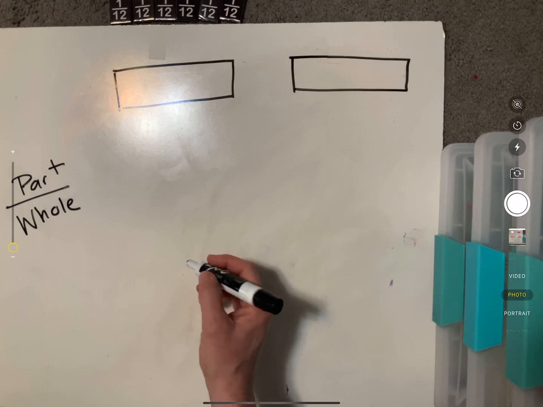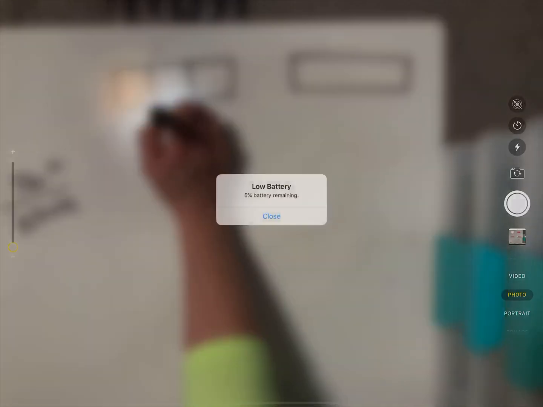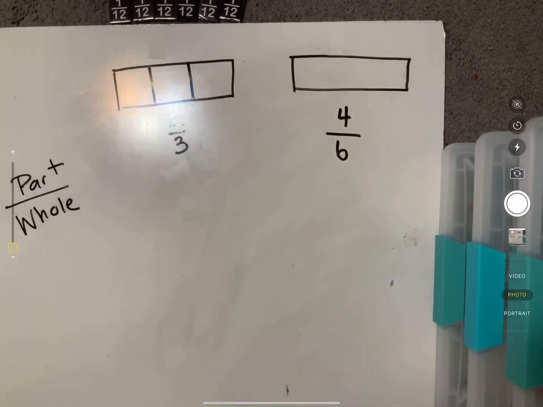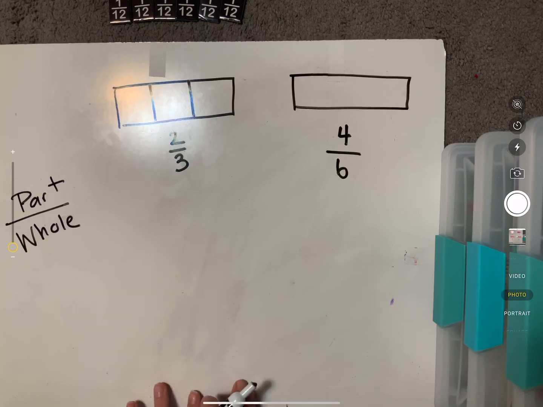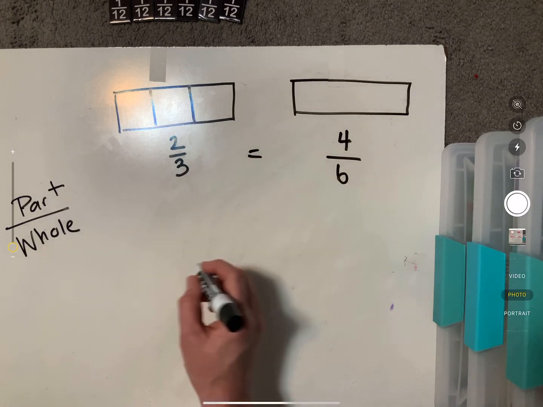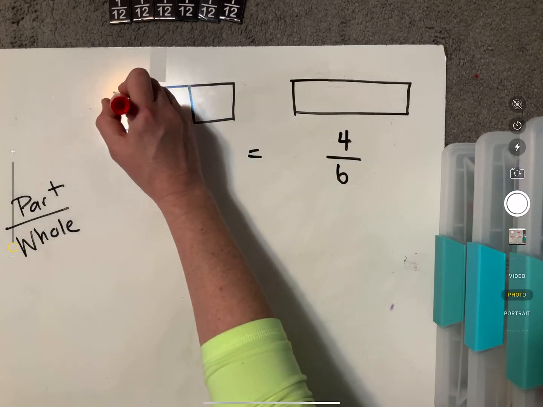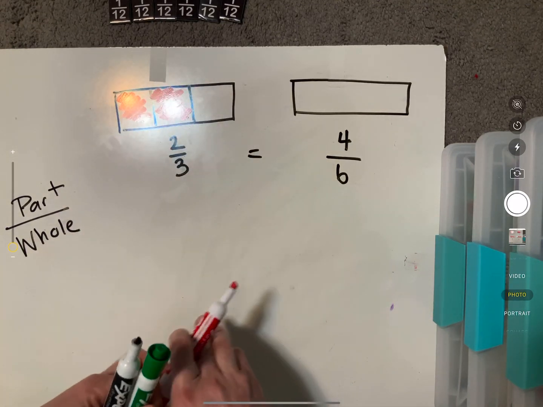So let's say I had 2/3, and I was trying to prove that 4/6 was equivalent. Uh-oh, my low battery went on. Sorry. So I have 2/3, and there we go, my light's shining right on my 2. So 2/3 is equal to 4/6. So here's how we're going to prove it. And I love to color code. Let's color these with, let's go red. So 2/3. So 2 of the 3 are shaded.